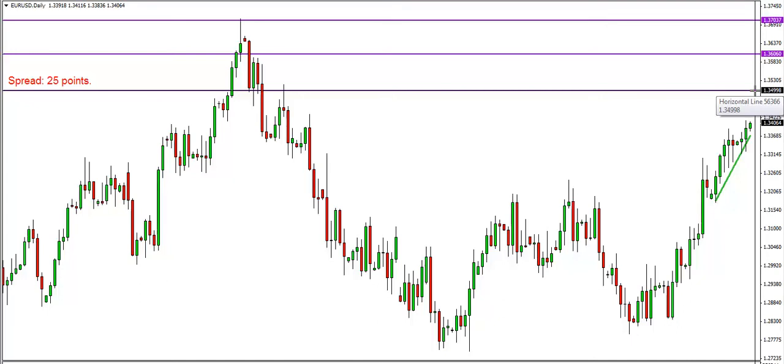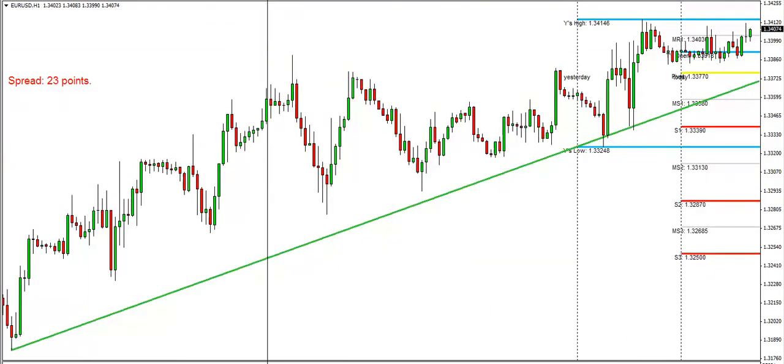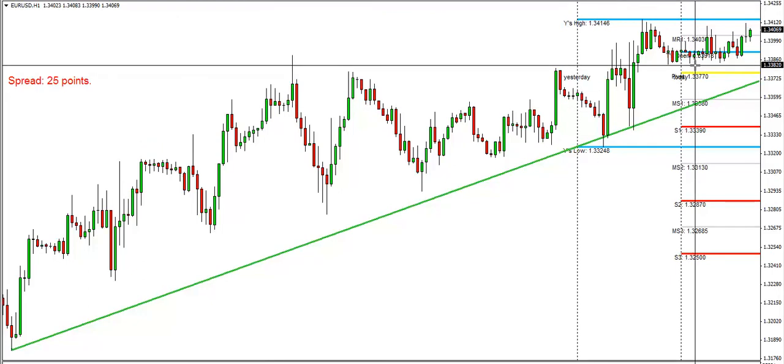For longer-term traders, if the trade remains higher, then we should look for the next two targets at 1.3600 and 1.3700. Now let's go back to the 1 hour chart and see what would happen if we take out the low of the support at 1.3380.